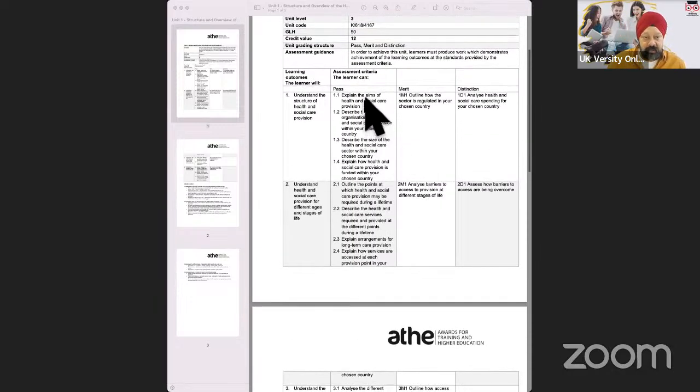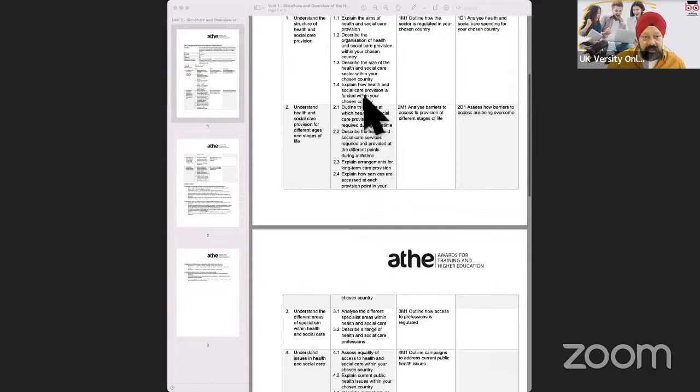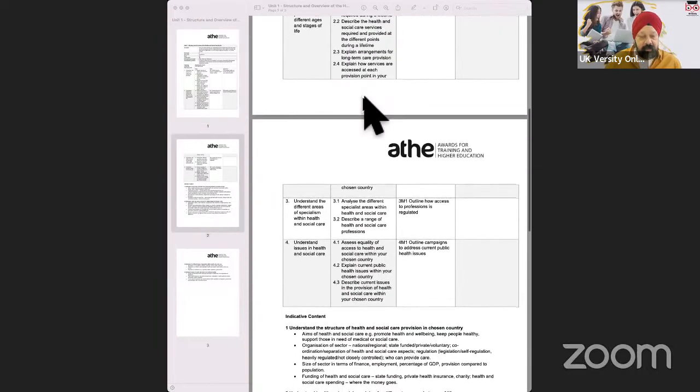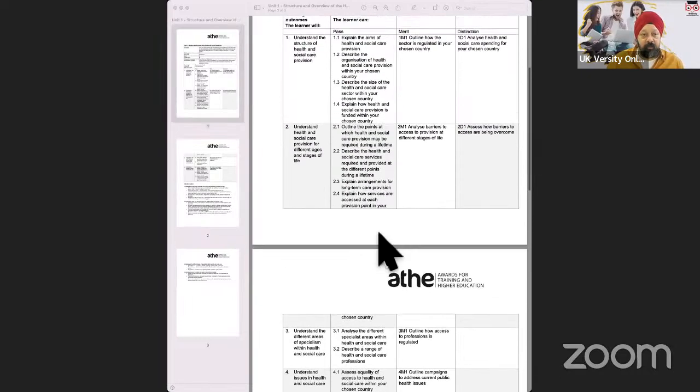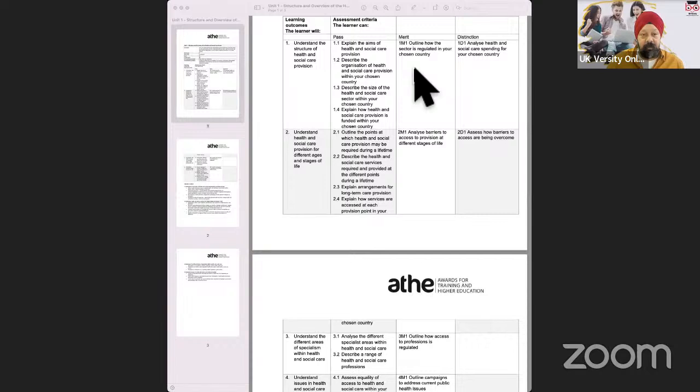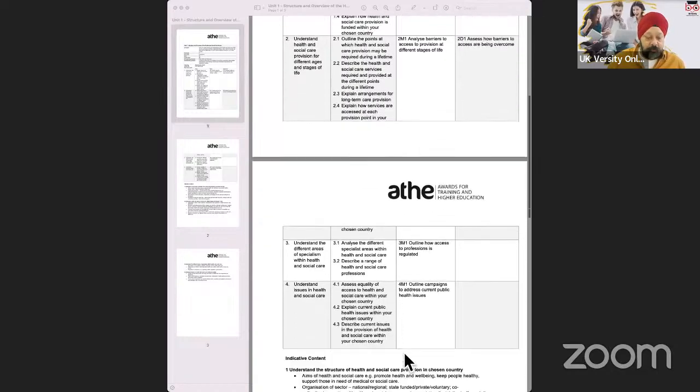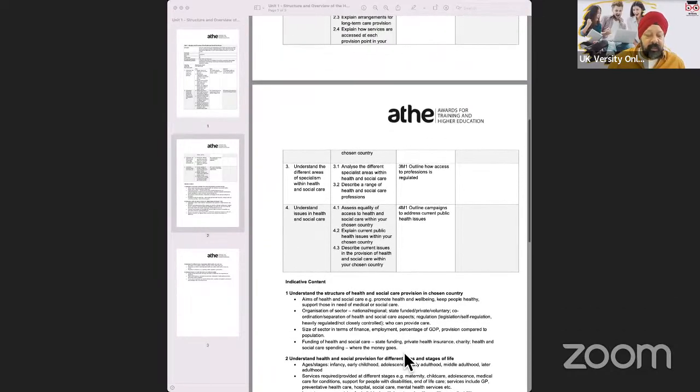So opportunities in terms of achieving a higher grade would mean that you would need to get a minimum pass in this unit, which means you attempt all the assessment criteria which are given across the 4 learning outcomes and pass. But if you're looking at achieving a merit, then you have to do pass plus the merits. And if you're looking at achieving distinction, you have to do everything, making sure all the assessment criteria are addressed.